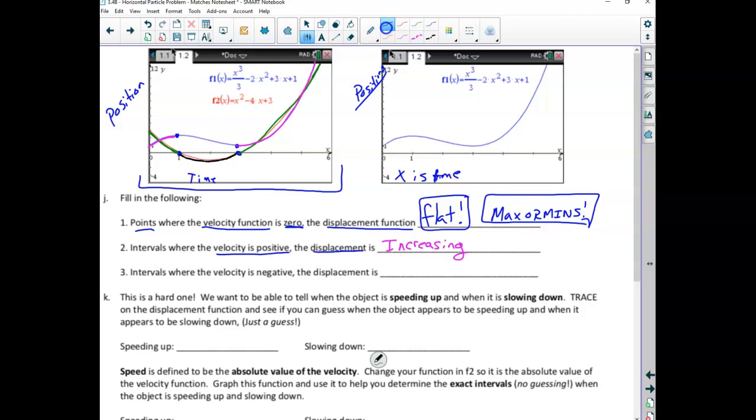The intervals where velocity is negative. Here's where my velocity is negative. Okay? Well, if my velocity is negative, what's going on with my position, or my displacement?